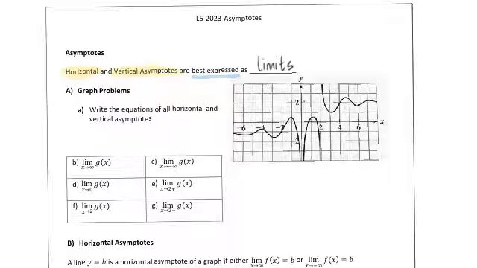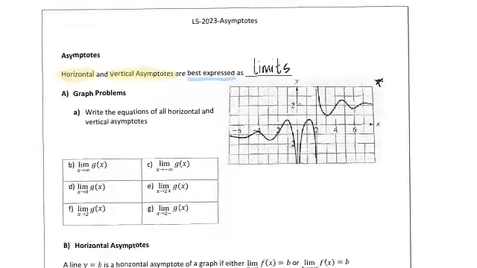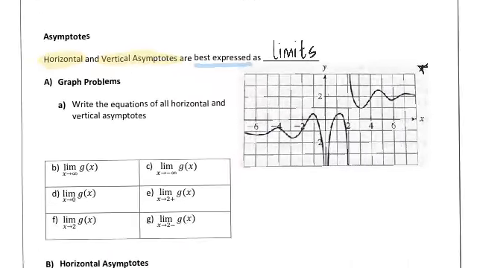So, first, let's just look at some graph problems. I'm going to talk first about this problem right here. This is just reminding us how to even notice an asymptote on a graph. If you look at this carefully, you can see that right here it looks like we have a vertical asymptote. And then here we have a horizontal asymptote, as well as here that we have a horizontal asymptote.